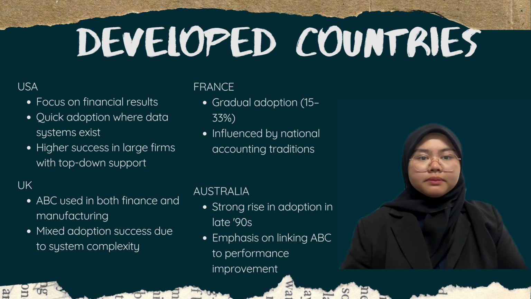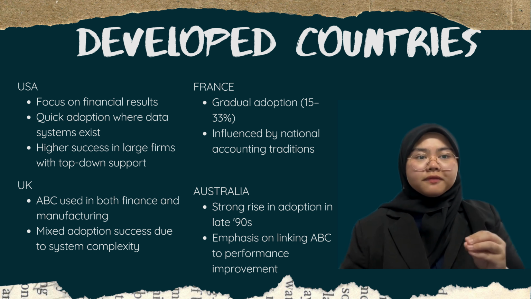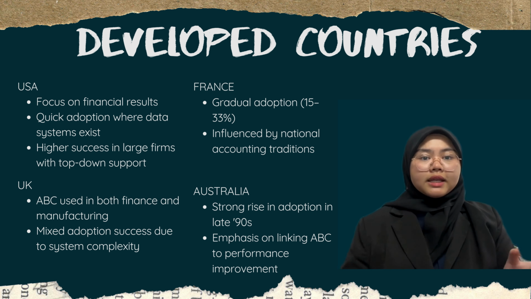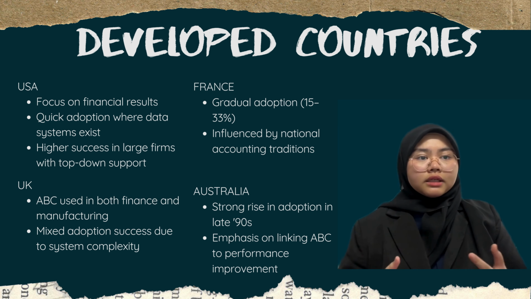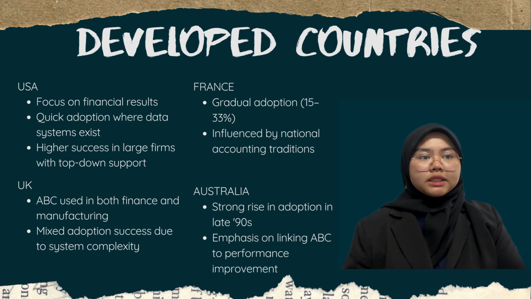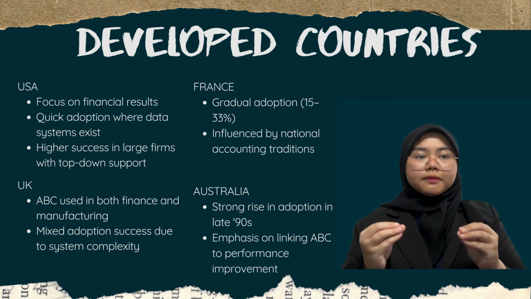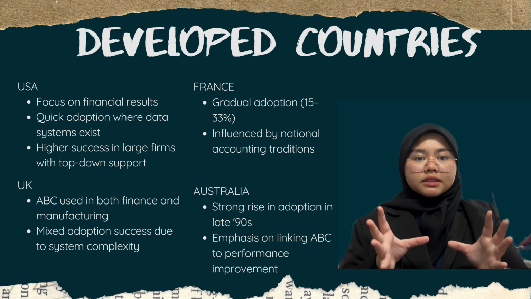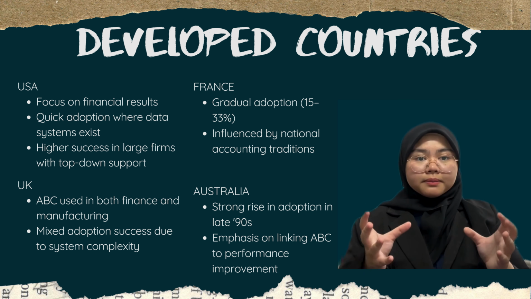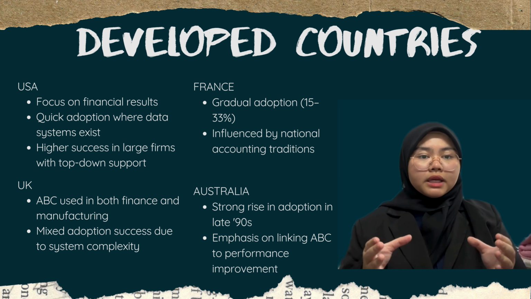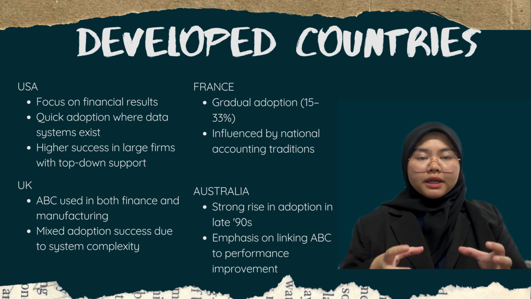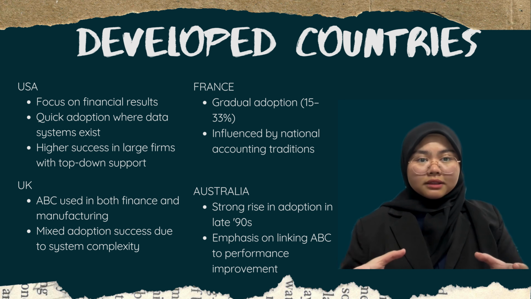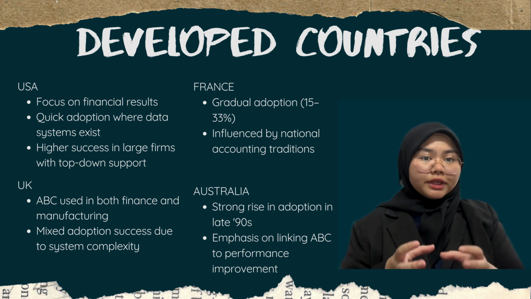Next, the United Kingdom has ABC used in both finance and manufacturing, and it has mixed adaptation success due to system complexity. The same goes with Australia. It had a strong rise in adoption in the late 90s, which emphasized linking ABC to performance improvement. This is because all these developed countries believe that ABC is proven to be a more efficient way to manage systems and data, which is good for their companies.